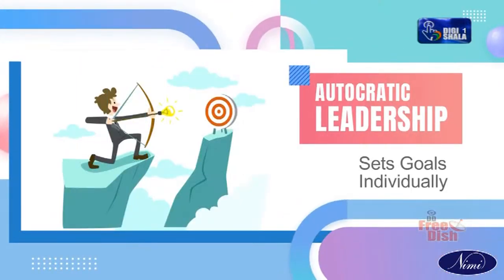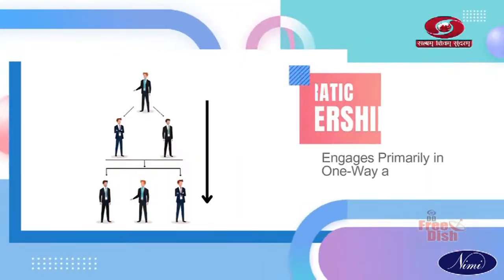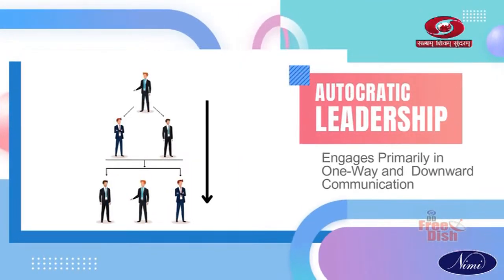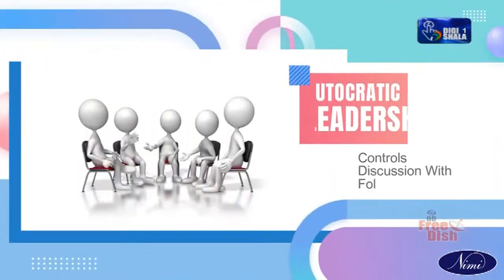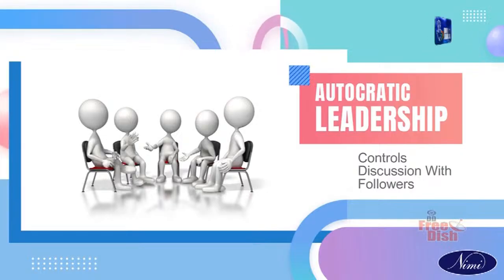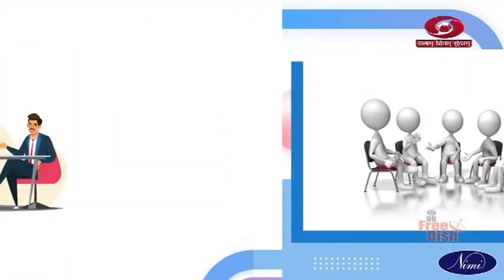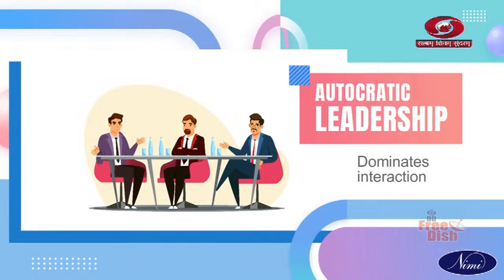Autocratic or authoritarian leadership sets goals individually, engages primarily in one-way and downward communication, controls discussion with followers, and dominates interaction.